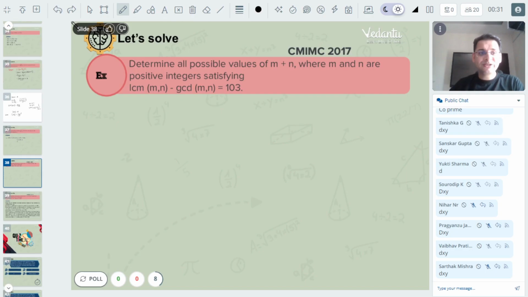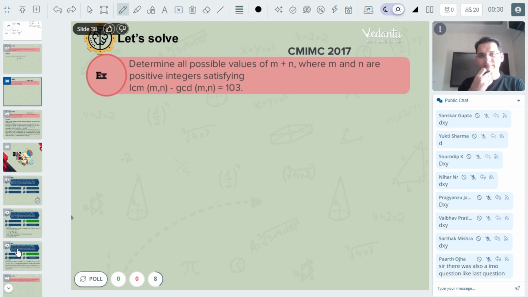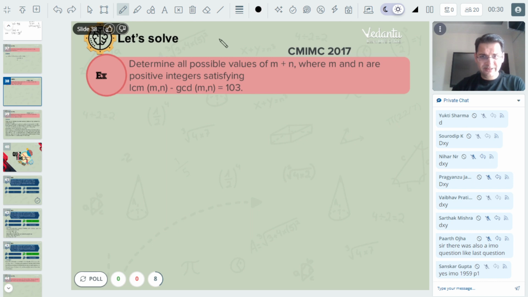Alright. So let us look at a question based on this. I'm making a chart private. I'm giving you 3 minutes. Sanskar, there are a lot of questions in IMO, USAMO, INMO based on this.